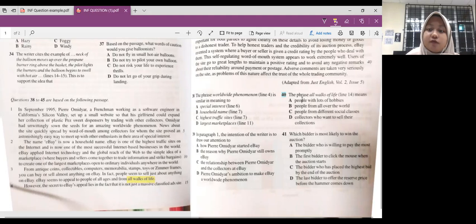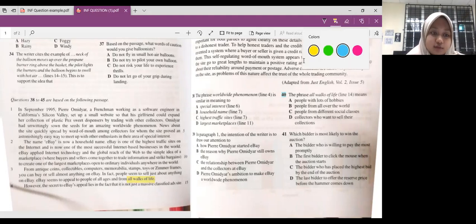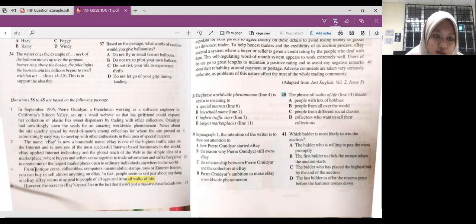First of all, in paragraph 3, you have to search for the clues that could help you to answer the question. And in the statement, my clues are antique coins, collectibles, computers, people of all ages.